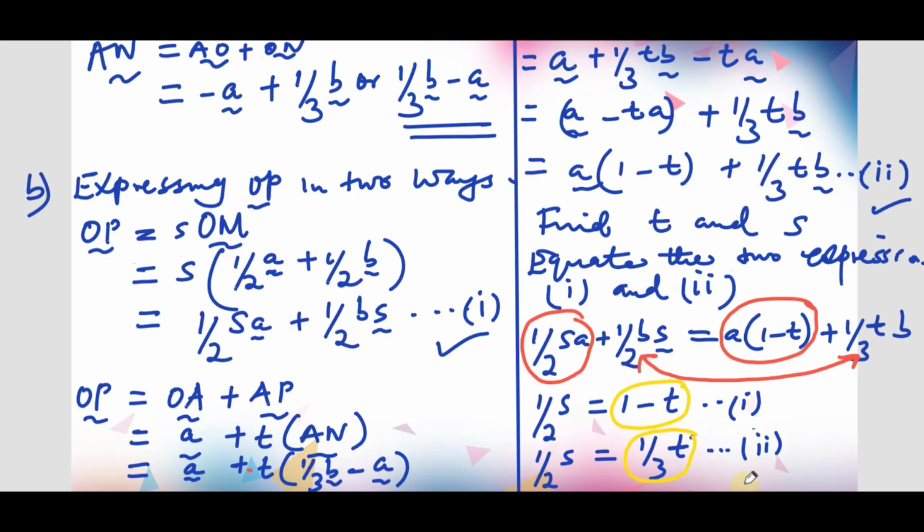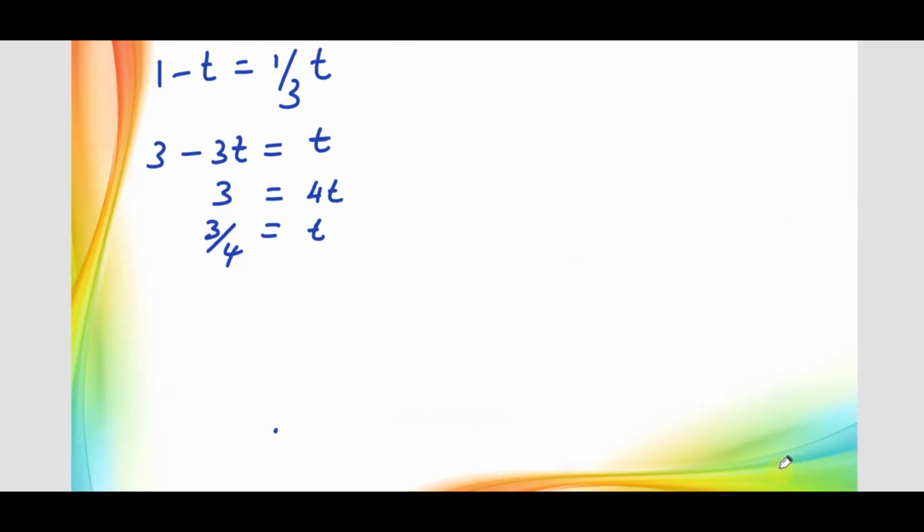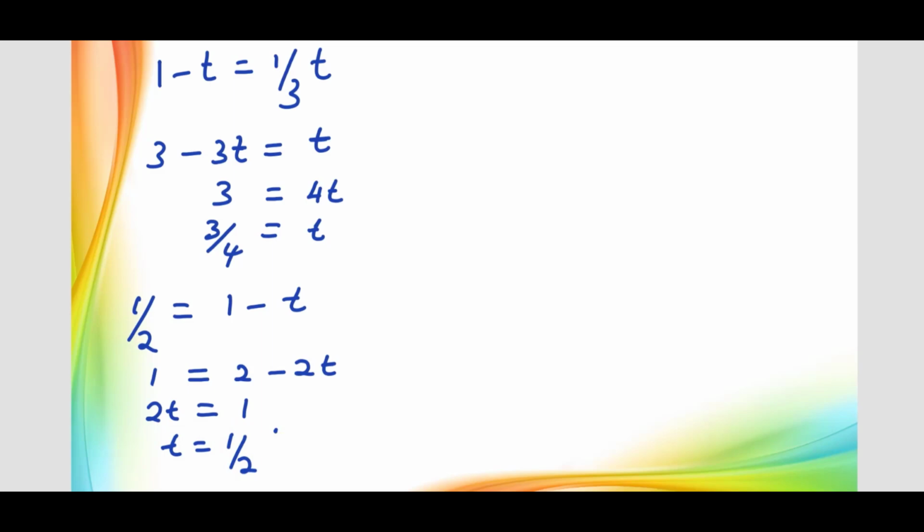Now to get the value of s, remember a half s is equal to 1 minus t. So multiply everything by 2. So 1 is equal to 2 minus 2t. That is when you multiply this by 2, this by 2, and this by 2. Therefore, this will give 2t is equal to 1, and t will be given by a half. So we have been able to obtain the value of t and the value of, let me see, this is a half s. I think something is wrong here.